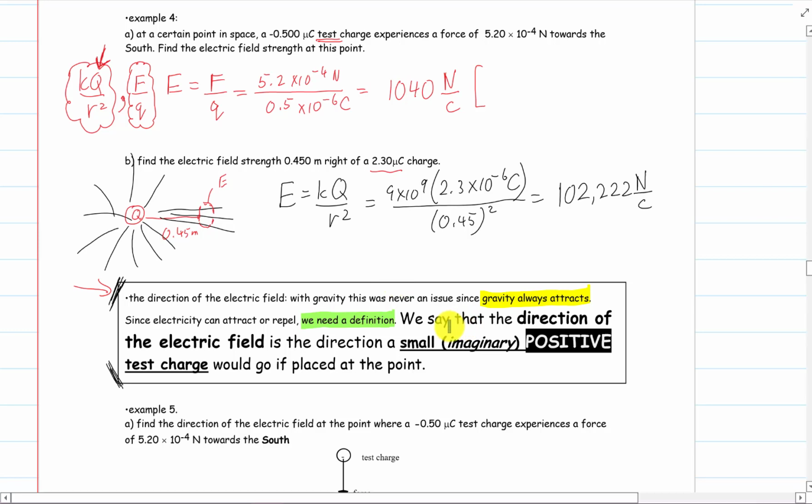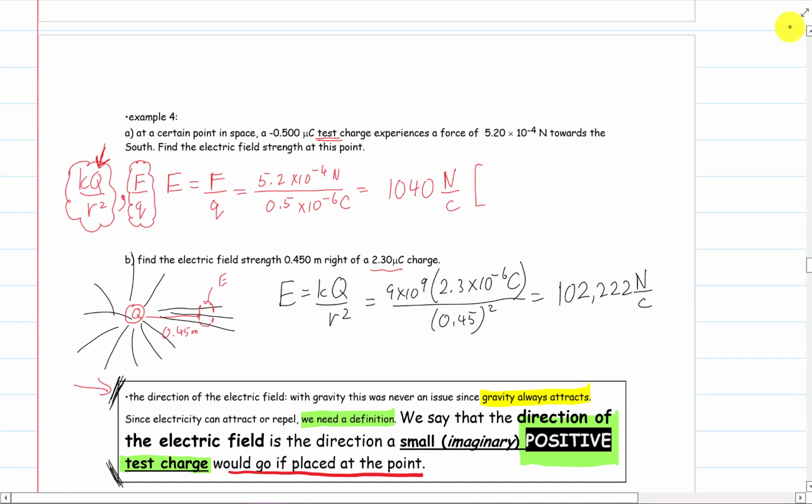So this definition says the direction of the E field is the direction that a small, imaginary, it actually doesn't exist, positive test charge would go. The key word there is positive. The second key word is test charge. And the third is that it's actually imaginary. We want to think of it as imaginary because if we put a charge in, we don't want to change the E field that's already there. So if we had put one there, what would happen to it? Which way would it go? Which way would it point?